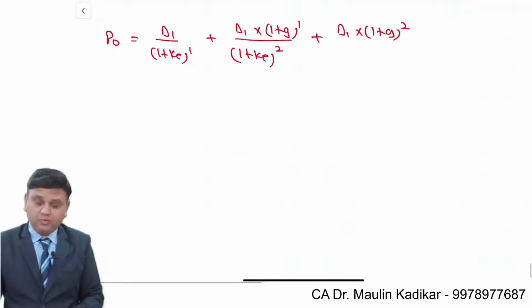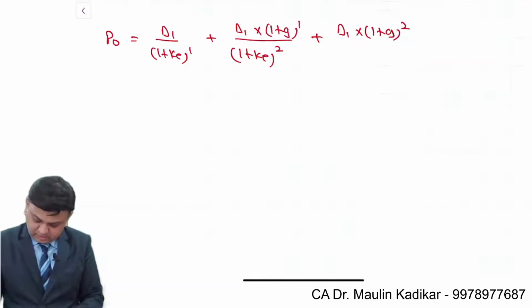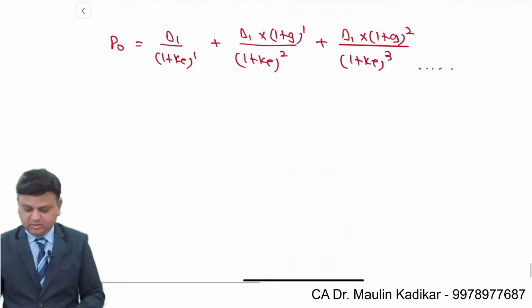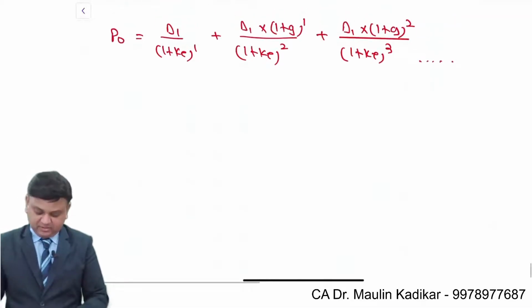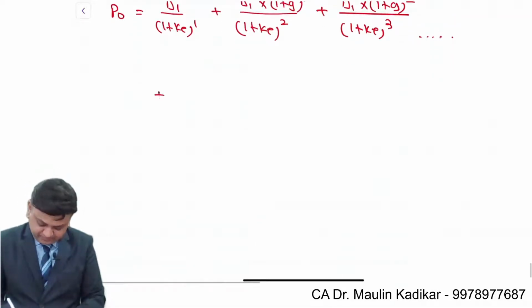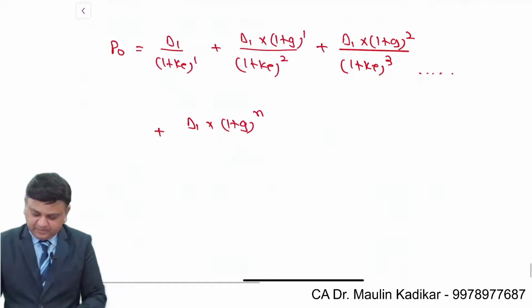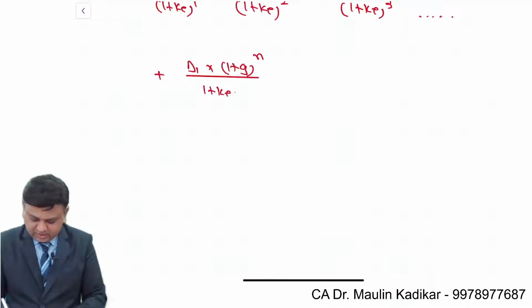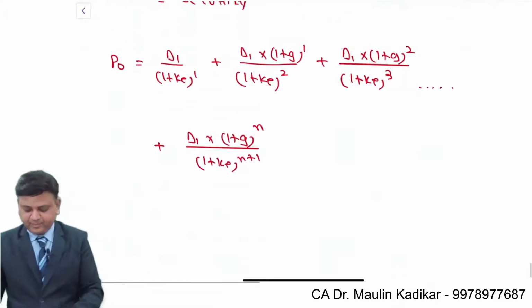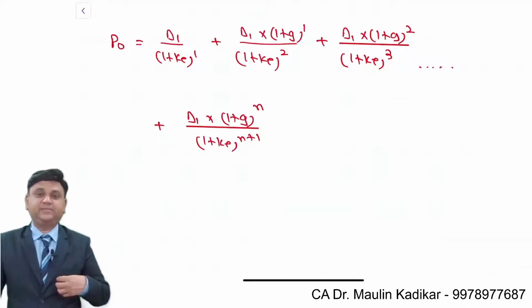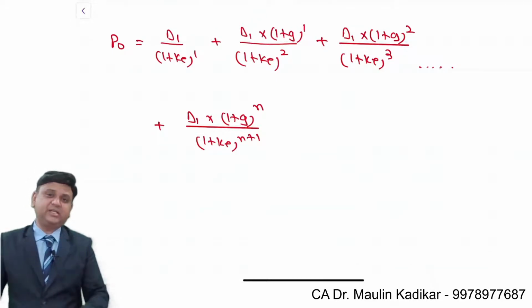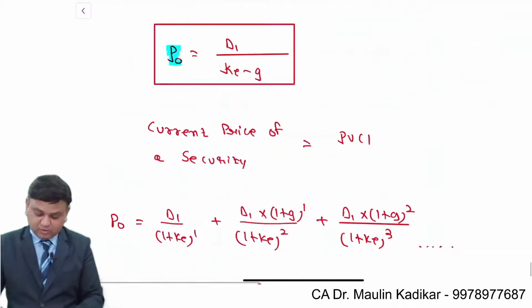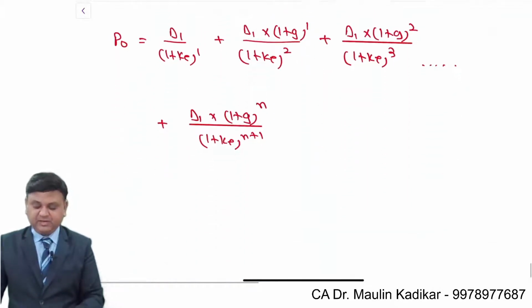1 plus g raised to 2 divided by 1 plus K raised to 3, and so on. What is the nth year dividend? It is D1 into 1 plus g raised to n divided by 1 plus K raised to n plus 1. So the present value of the future cash flow is the price. Now we have to simplify this equation, and this equation will result into P0 is equal to D1 divided by K minus g.